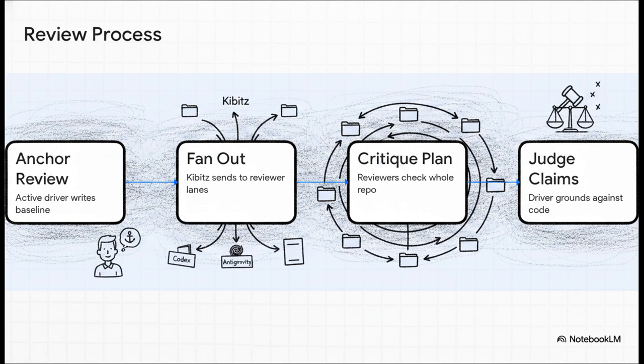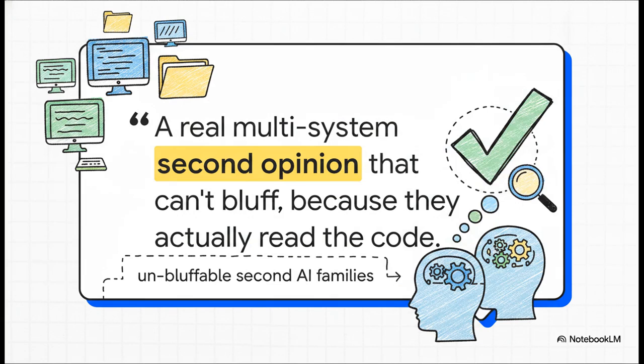Finally, in step 4, the active driver steps up as a judge. It takes all that feedback, checks it against your actual local files, and just mercilessly throws out any false claims made by the other models. The true value proposition here is getting a real multi-system second opinion that literally can't bluff because they actually read the code. That right there is crucial.